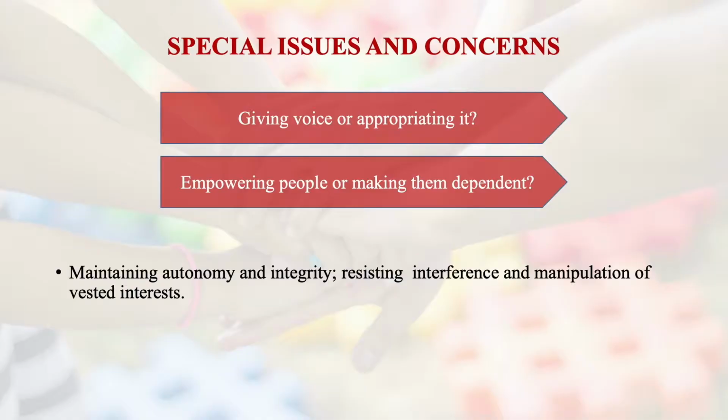And maintaining autonomy, maintaining integrity, resisting interference and manipulation of vested interests. This is in fact one of the very important challenges that many NGOs face, wherein, like I've mentioned, they may actually be taken over as some kind of a front for various illegal activities in the guise of a humanitarian organization. So it's very important for NGOs to be mindful of the fact that their good work may actually be used or misrepresented for vested interests.